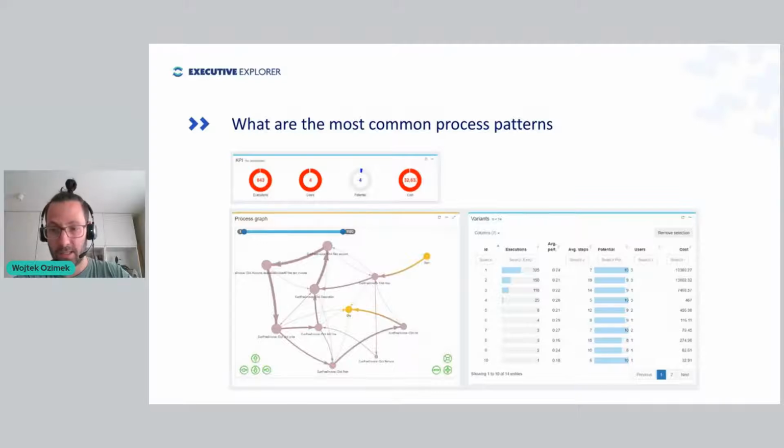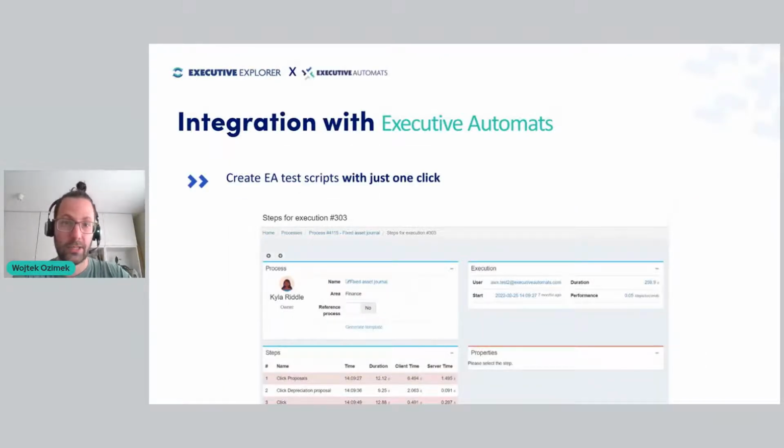You can see there are actually different, more than 10, right? So this is how people perform the same processes in a different way. Yep, and as I mentioned, I'll show you in a second that Explorer and Automats work together. With just one click, you can export those to Executive Automats and edit later in Automats, but you at least have certain information provisioned instead of building the script from scratch, right?